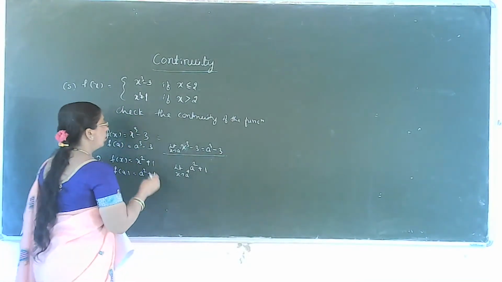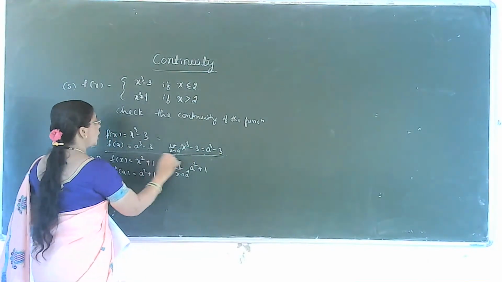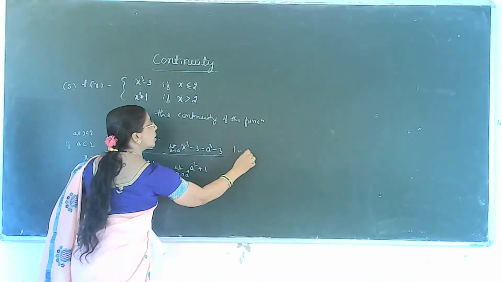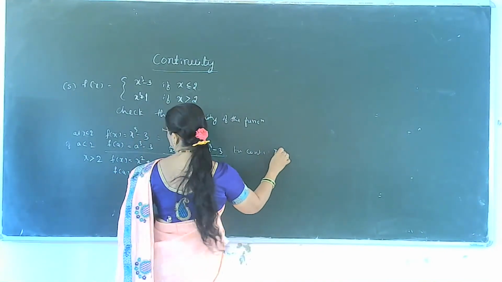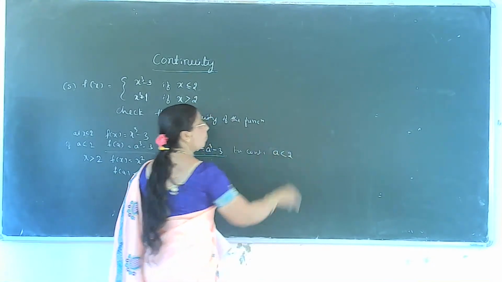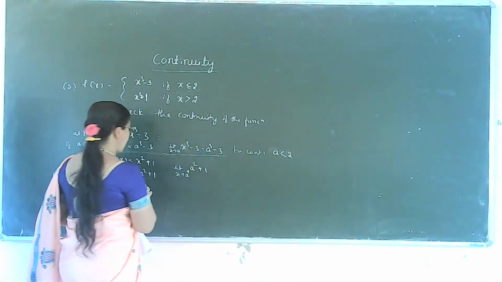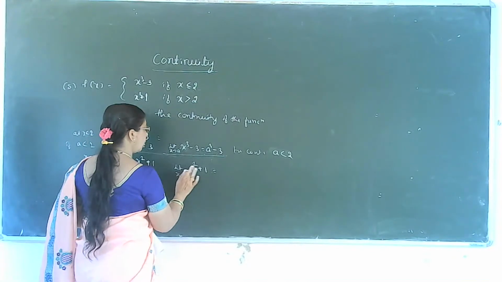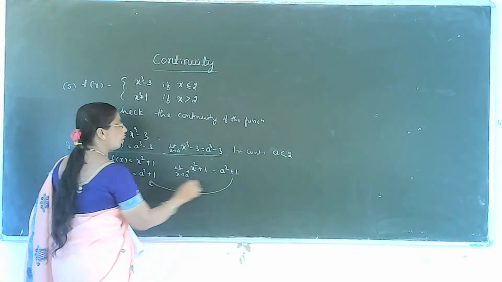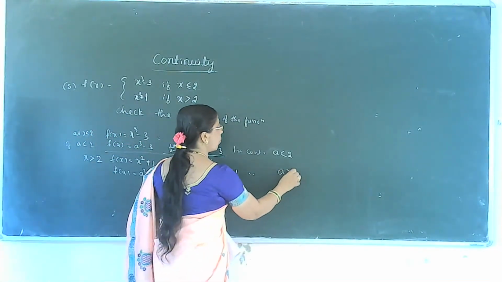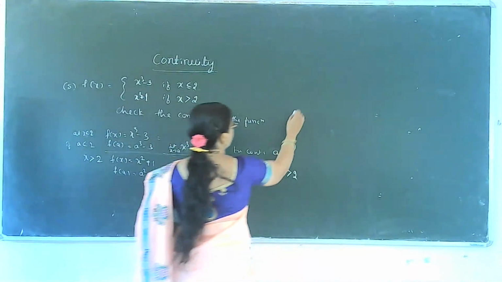Here the function is continuous because f of a is equal to the limit of the function in case 1, therefore the function is continuous at x equal to a, where a is a real number less than 2. Here also x is greater than 1, and here also it is a square plus 1. This also is x square plus 1, which is equal to a square plus 1. Here also they are equal. Therefore the function is continuous at x equal to a, where a is greater than 2. We check the continuity at x equal to 2.